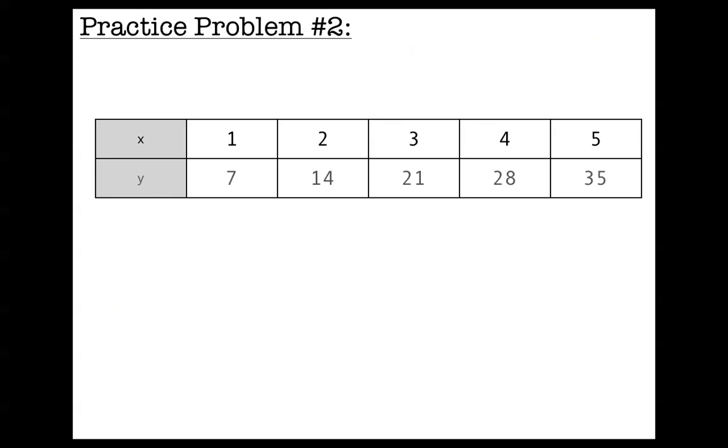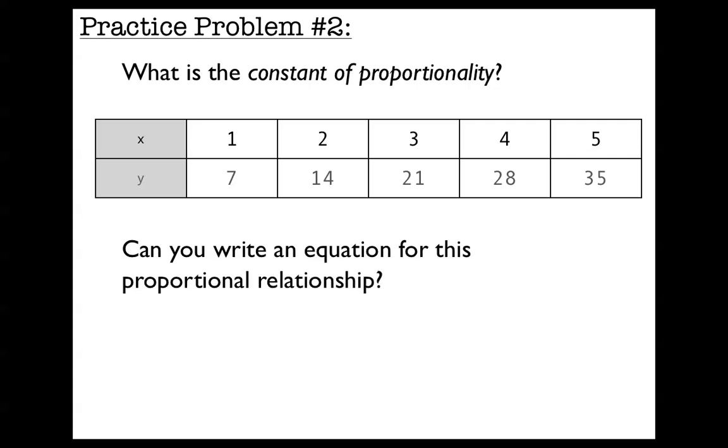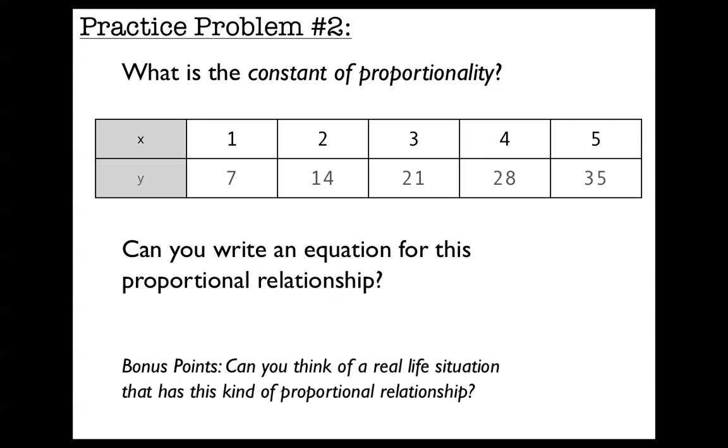So, for this practice problem, I want you to look at the proportional relationship in the table, and I want you to figure out what is the constant of proportionality for this proportional relationship. And then, could you write an equation for this proportional relationship? And bonus points if you can think of a real-life situation that has this particular kind of proportional relationship.